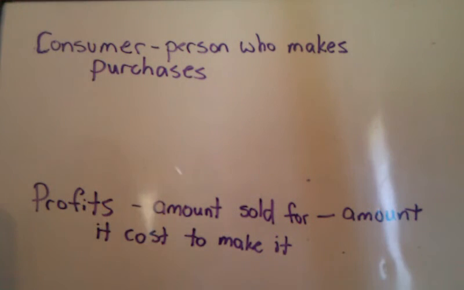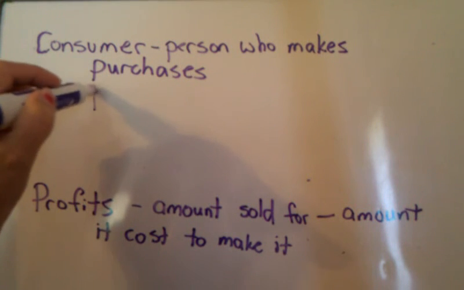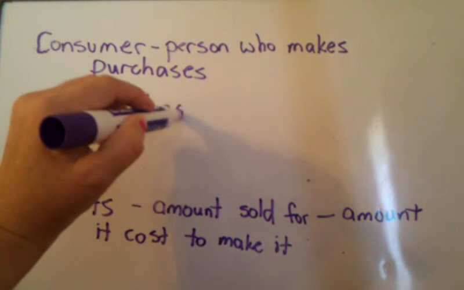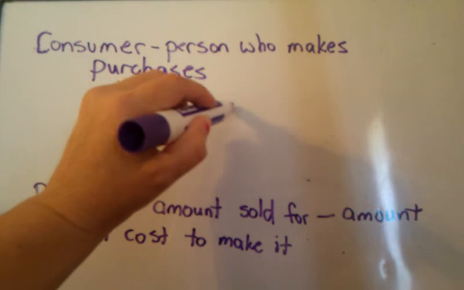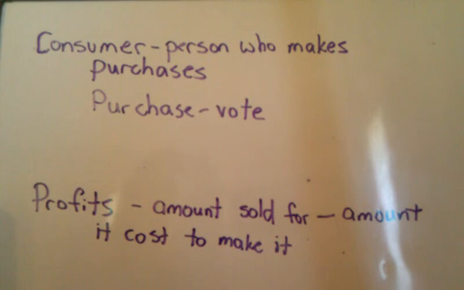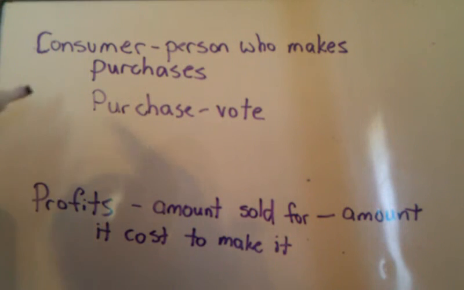Okay, so purchases. Every time you purchase something, you're voting for that product. A purchase is a vote. Okay? The next term I want to talk about is a monopoly.